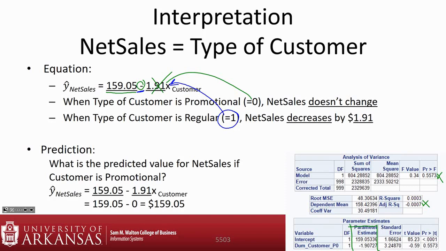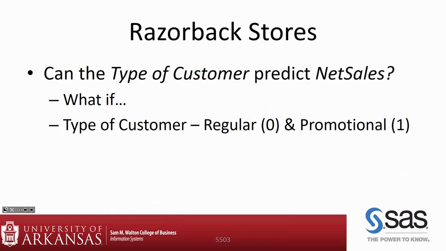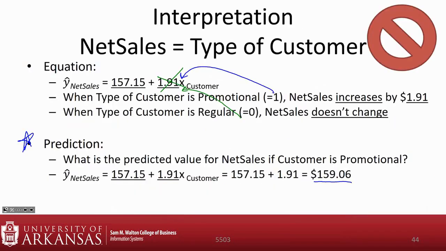So if I plug this in and actually do a prediction, I start with the 159.05. I subtract $1.91, now that's a promotional customer, and I end up with 159.05. In my other example, I ended up with 159.06. So there was a rounding error there, but your prediction is going to be the same, no matter how you set up your equation.